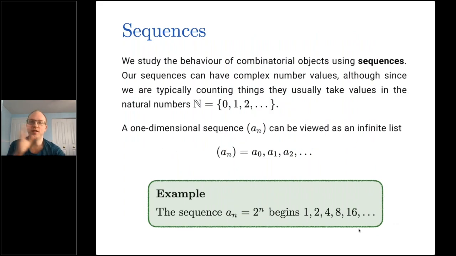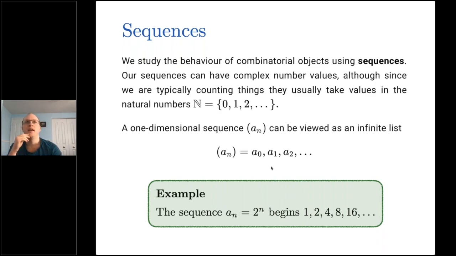A sequence is just a list of numbers, right? So if I have a sequence A sub n, I'll say I have A0, A1, A2. The number in the bottom here is called the index of the sequence often. And I would always start with index 0. Some people like to start with index 1. For me and for a lot of computer scientists, it makes sense to start with index 0 here.